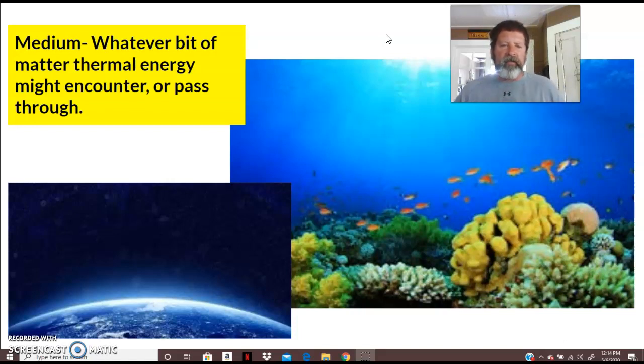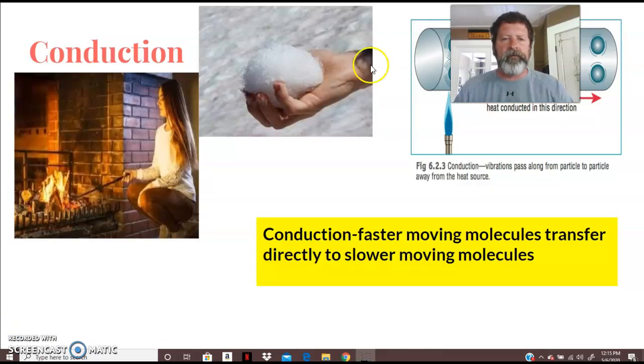If you look at the picture on the left there, you can see space and then our atmosphere and then our Earth. Space is a vacuum. There's no matter at all in space, or not really much. And so thermal energy would not be passing through any medium until it gets to our atmosphere, and then it would be passing through air. Air is a medium, water is a medium, any solid that heat might pass through would be a medium.